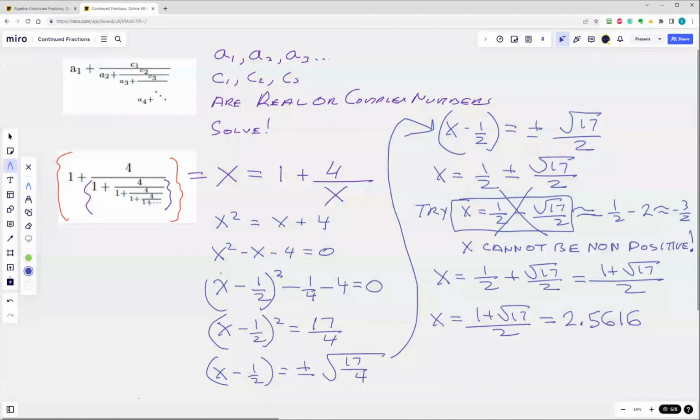So we were able to solve this mystery where we had 1 plus 4 over, and it continued forever. It didn't look like it was something that could be solved, but using this methodology, perfect algebra, we were able to find a solution. So this concludes this video. Please take a look at our subsequent videos on continued fractions so we can learn more about this amazing topic.